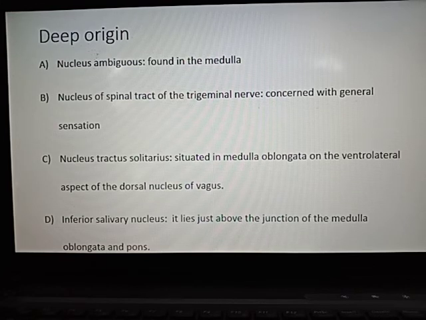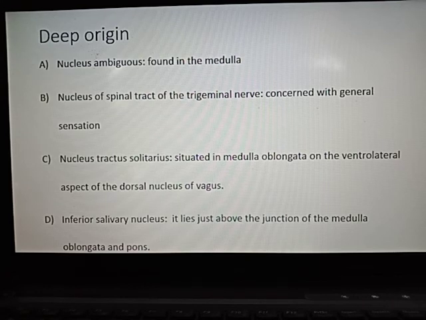And then the inferior salivatory nucleus lies just above the junction of the medulla oblongata and the pons. It sends the secretomotor fiber to the parotid gland. And the pathway, you should remember, again I am telling the pathway. The secretomotor fiber coming from this inferior salivatory nucleus forms the tympanic branch. Then it forms the tympanic plexus. From the tympanic plexus, it goes to the lesser superficial petrosal nerve. Then the otic ganglion.